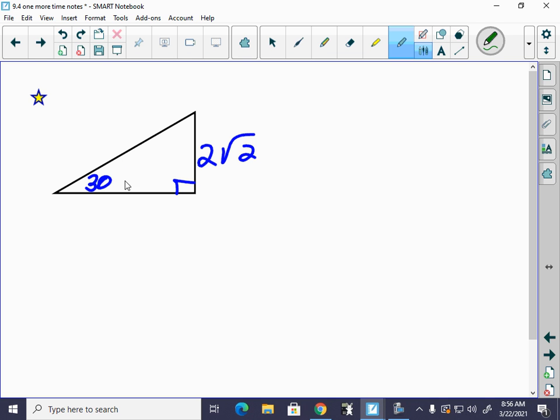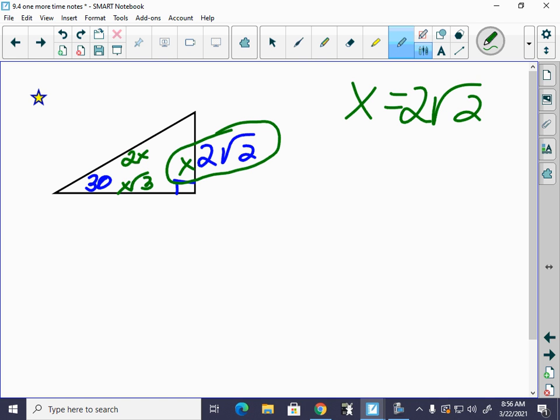Okay, here we go. Across from 30 is x. Across from 90 is 2x. And then the leftover, the weird one, is that. I'm going to circle that and make an equation. I'm going to say x equals 2 root 2. That's what x is. I don't have to solve for it. It's 2 square root of 2.